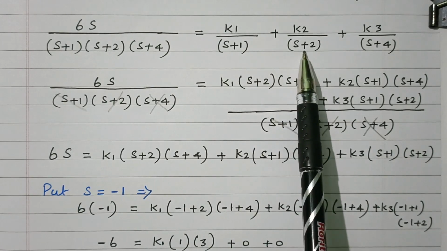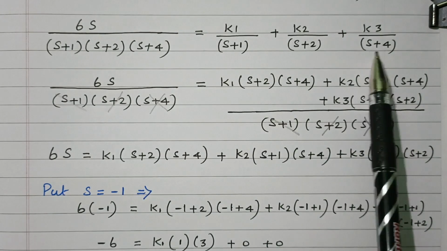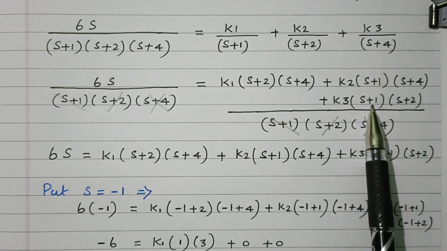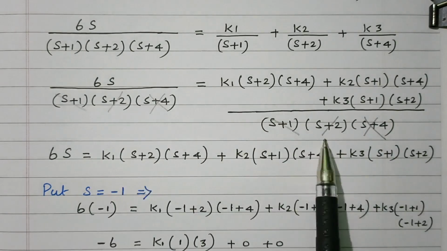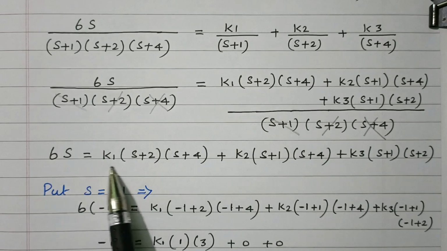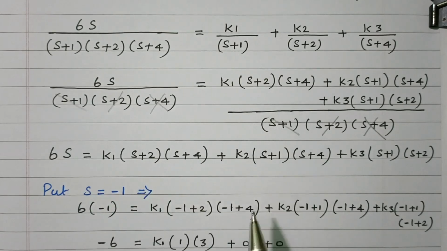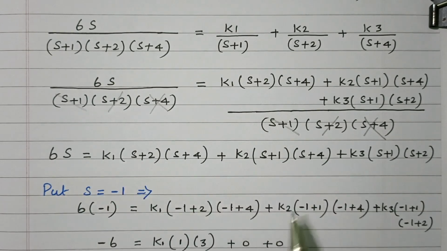Here s plus 2 is available, so multiplied by s plus 1, s plus 4. Here s plus 4 is available, multiplied by s plus 1, s plus 2. Now these 3 terms are available on both the sides, so they get cancelled. So finally we got this expression: 6s equal to, right. Now we need to find the value of k1, k2 and k3.